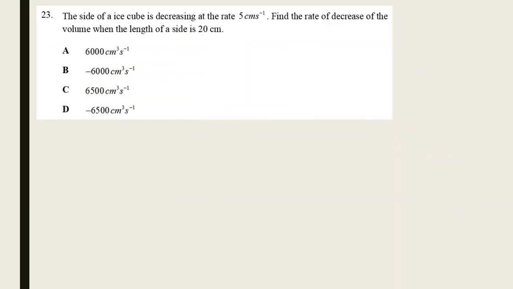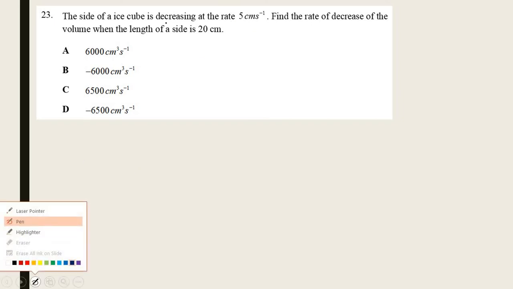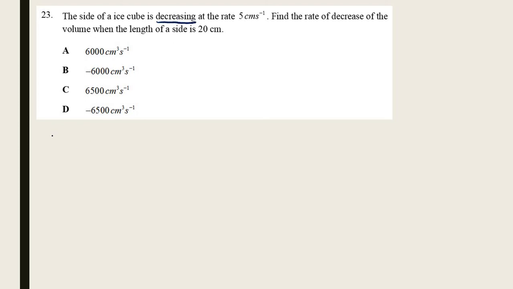Alright, so let's proceed to the next question. Question number 23 over here. For question number 23, we have dx dt given by, the side of an ice cube is decreasing at the rate of 5 centimeter per second. When it says decreasing, the keyword over here is decreasing, right? So we can write down that dx over dt is equals to negative 5 cm per second, because it is decreasing. So what we need to find is our dv dt.